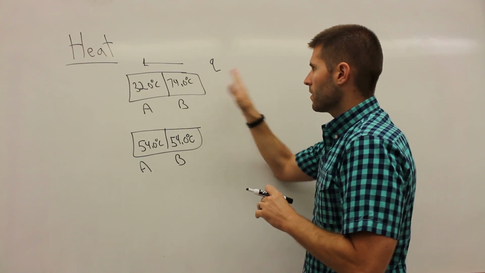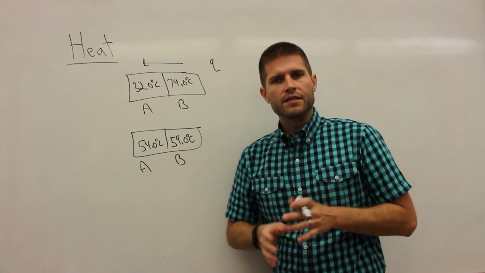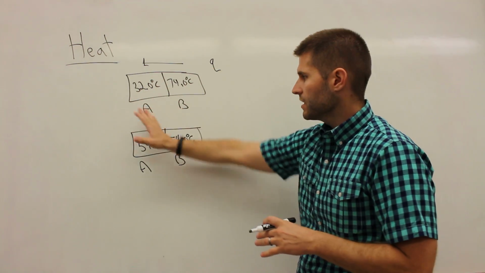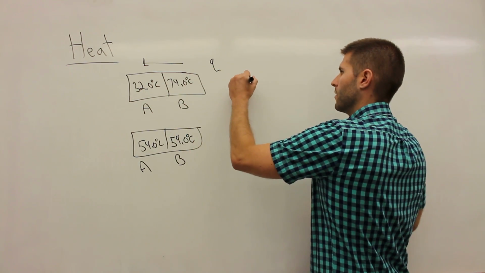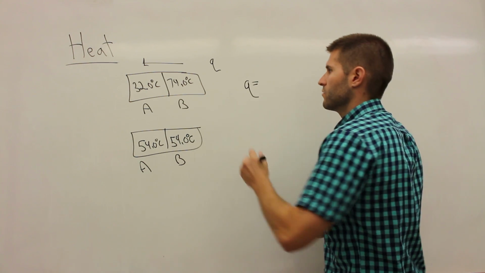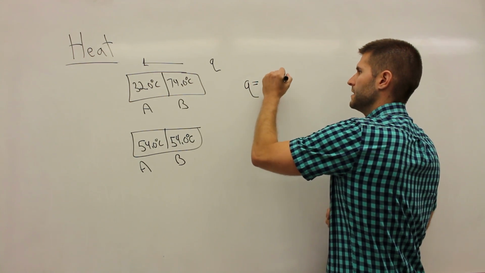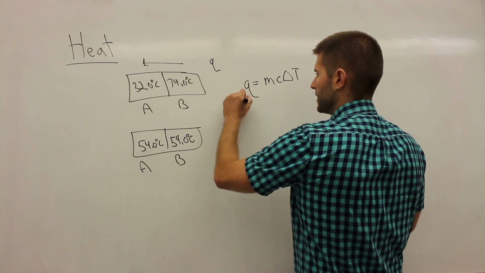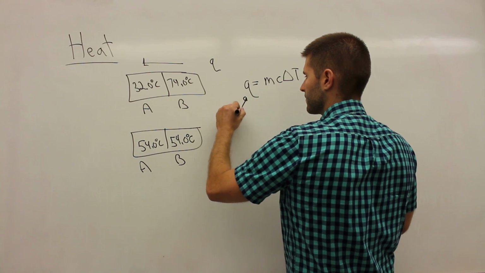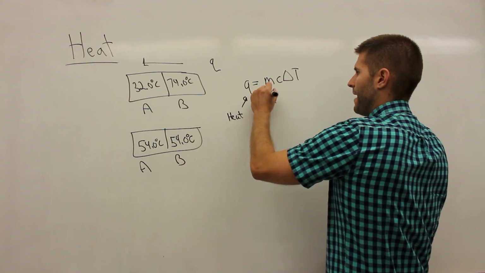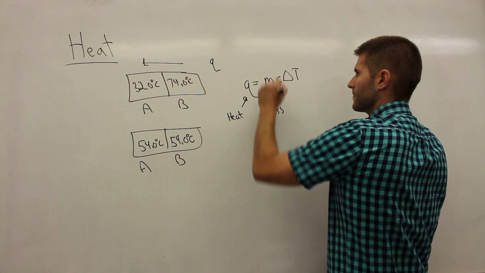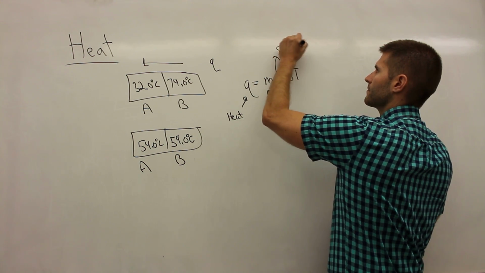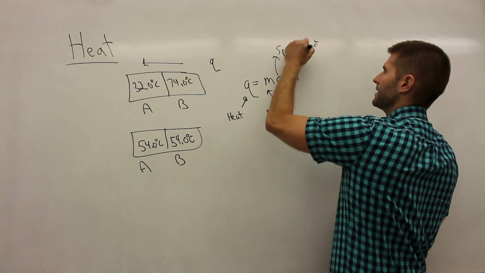Now, for heat, we have a very specific equation in general chemistry that we're going to be using. And for substances like this, we're going to be using an equation such that Q is equal to mc delta T. Okay. Q, like I said before, is heat. M is the mass. C is something called specific heat, heat capacity.